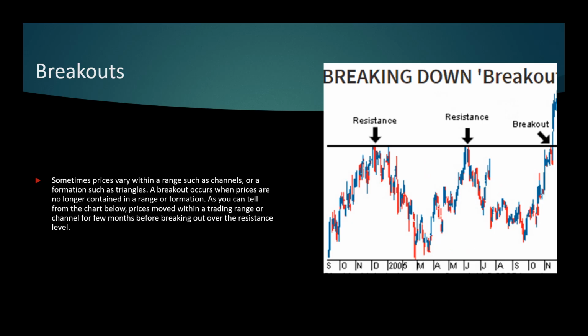Breakouts. Now, I'm a breakout trader. I trade from basically support and resistance and chart patterns, primarily triangles, and then price action. Sometimes prices vary within a range, such as a channel or the formation of a triangle. A breakout occurs when prices are no longer contained in a range. Now, since we're talking about interpreting trend action as opposed to chart patterns today, because we have whole classes on chart patterns, let's talk about this.